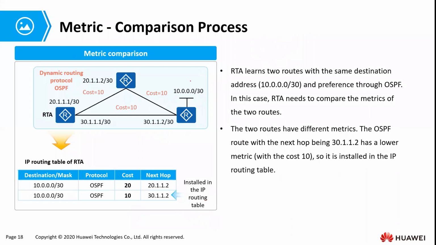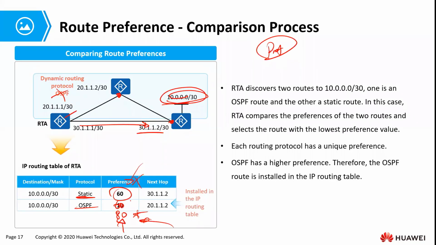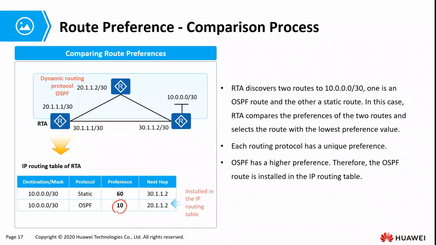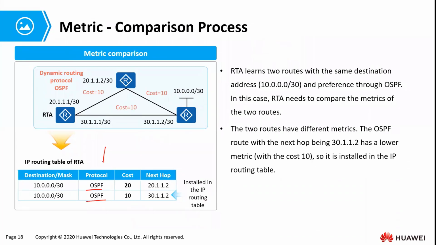Now, let us say they are both OSPF. If they are both OSPF, it means both of their preference is 10. Now, in this table, we have not shown the preference, but we know that since they are both OSPF, their preference is 10. Now, look at this network carefully. The cost along each link is 10. How many links do we go through to reach this network if we pass that direction?